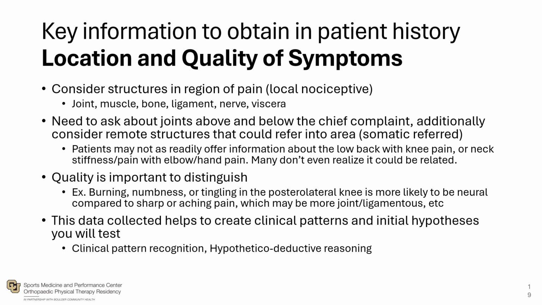Patients may not be as ready to offer this information about the low back with knee pain or neck stiffness with elbow and hand pain. Many don't even realize it could be related. It's our job to figure that out. It's also important to figure out quality. Quality can help us distinguish potentially what tissues are involved. Burning, numbness, tingling in the posterior lateral knee is more likely to be neural compared to a sharp or aching pain, which could be more local, joint, or ligamentous. All of this data that you collect will help to create those clinical patterns and initial hypotheses that we will test with clinical pattern recognition and eventually hypothetico-deductive reasoning.